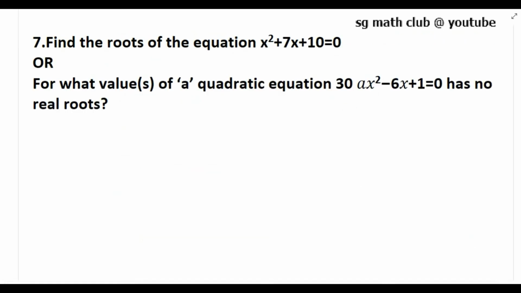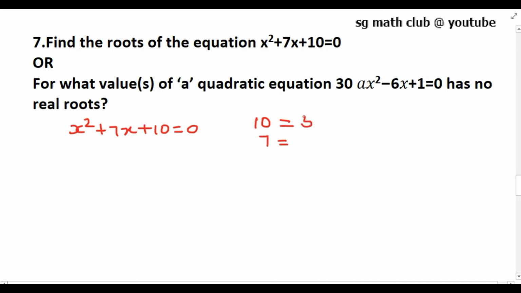Next, find the roots of the quadratic equation, or for what values does the quadratic equation 30x square minus 6x plus 1 equal to 0 have no real roots. So find the roots of this quadratic equation. So we can easily solve by factorization method. x square plus 7x plus 10 equal to 0. Find two numbers such that product should be 10 and sum should be 7. So it is 5 into 2 and 5 plus 2.